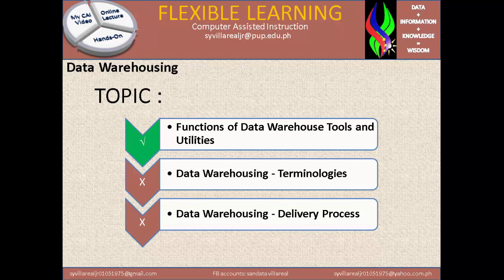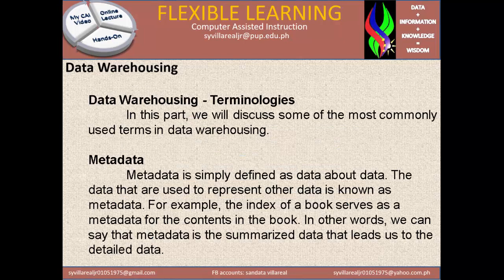So let's continue. Right now, we are finished with the functions of data warehouse tools and utilities, and we have 5. That is the ETL and cleaning and refreshing. Now, let's go to the second topic we have, data warehousing terminology. Okay, in this part, we will discuss some of the most commonly used terms in data warehousing. The first one we have is the metadata, as you've seen on the figure itself. So metadata is simply defined as data about data. Now, the data that are used to represent other data is known as metadata.